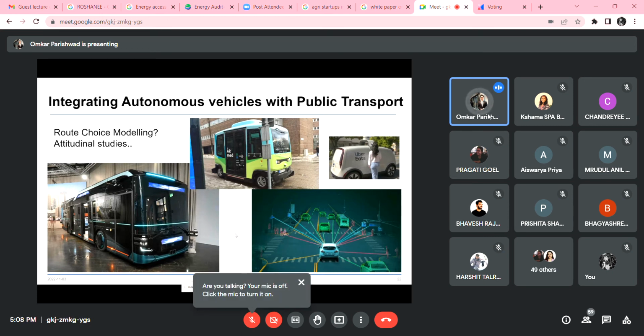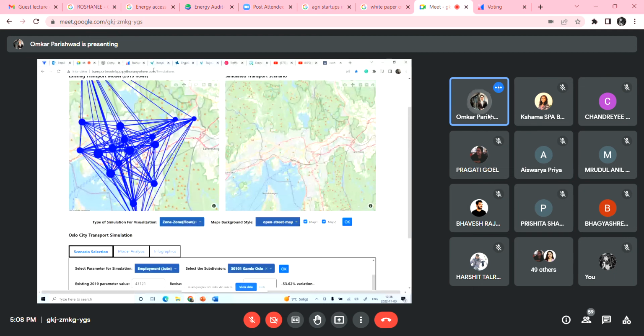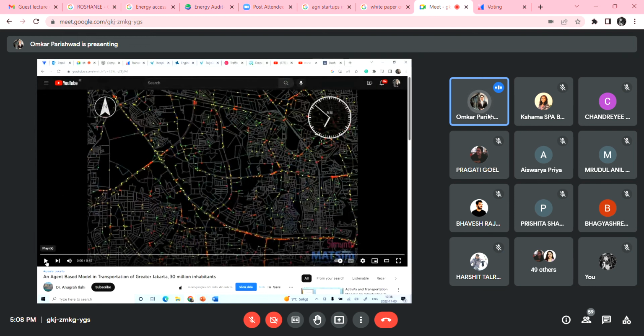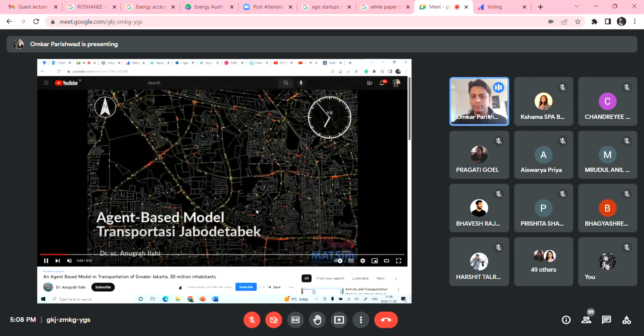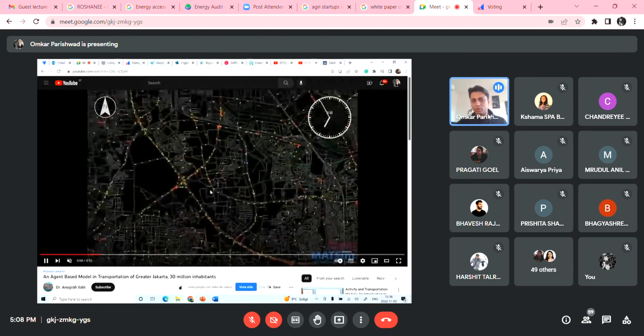But the real question is, is this applicable for India? While I was working, I have been able to find a study which was conducted for Jakarta. This is not for autonomous vehicles, but this is used for general applications, and it is an agent-based model.